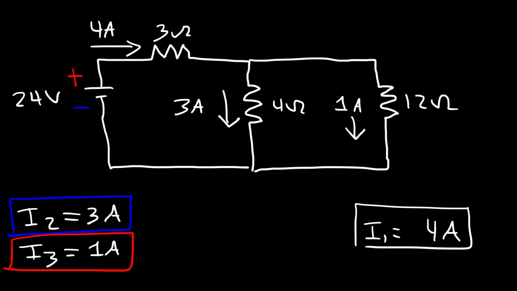And it makes sense. If 4 amps is flowing into this junction, 4 amps should leave it. We have 3 going here and 1 going there. So the numbers add up. Now let's make sure that the potentials add up as well. So let's assume that this is 0 volts. So that's the potential anywhere along this portion of the wire.